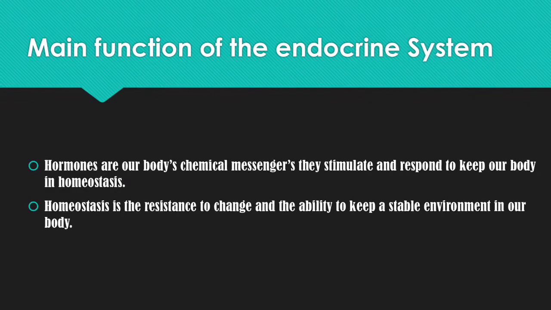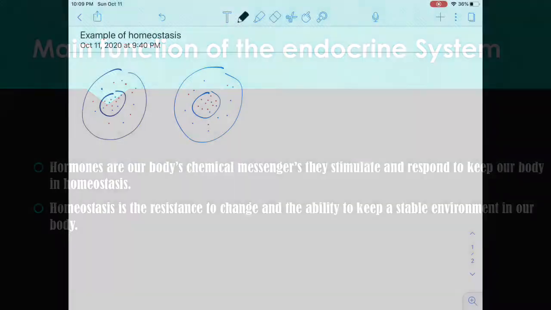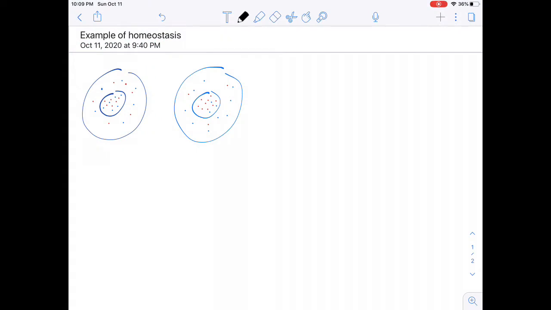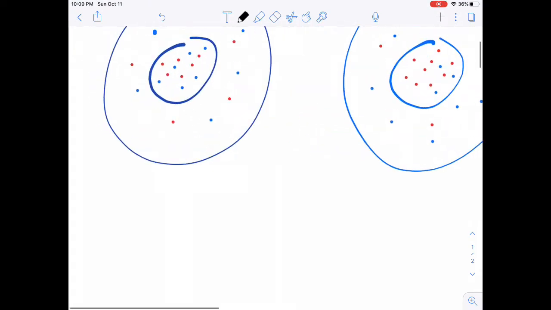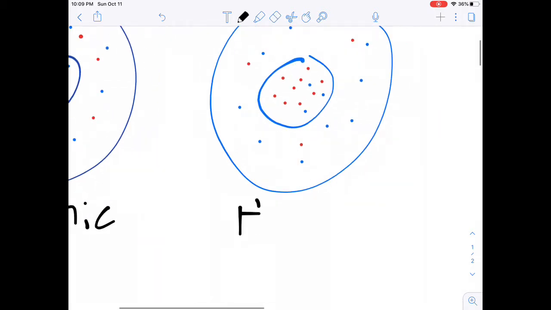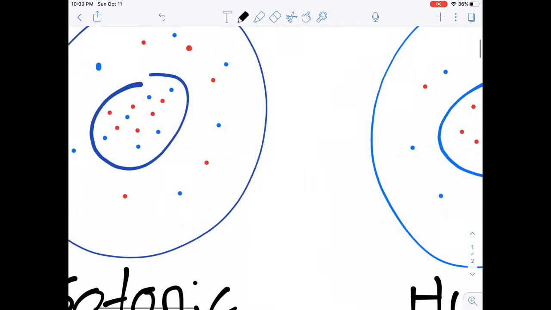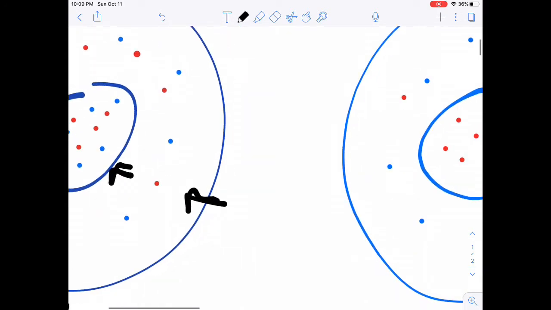Homeostasis is a resistance to change and the ability to keep a stable environment in our body. An example of homeostasis that helps me remember is isotonic solutions and hypotonic solutions. In the isotonic, we have the same amount of sodium on the inside as on the outside, causing it to be a stable environment. It won't rupture.